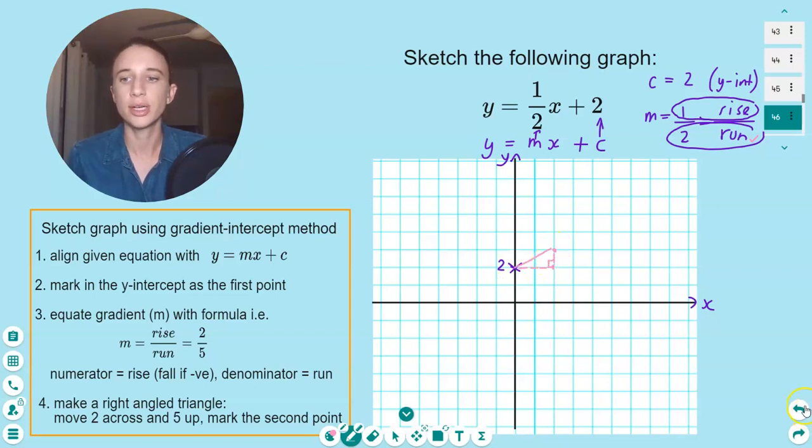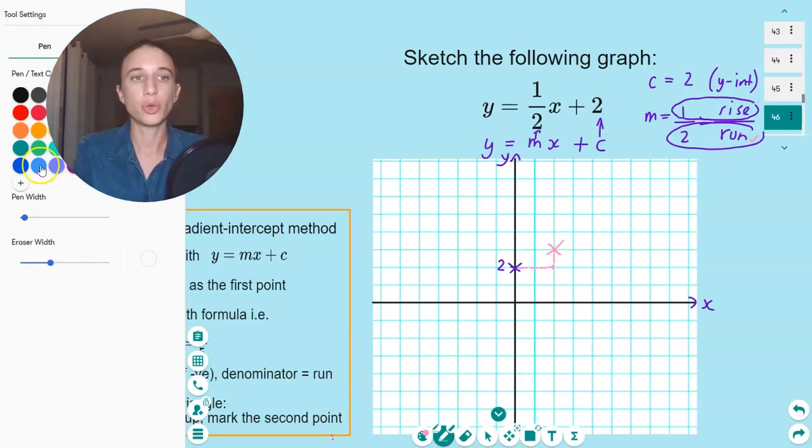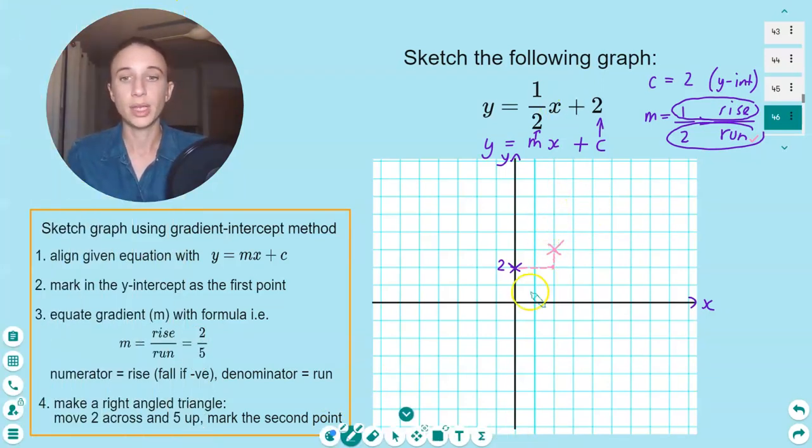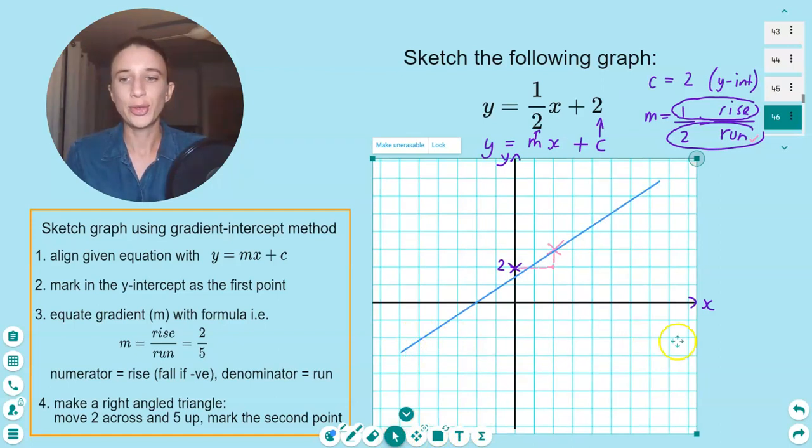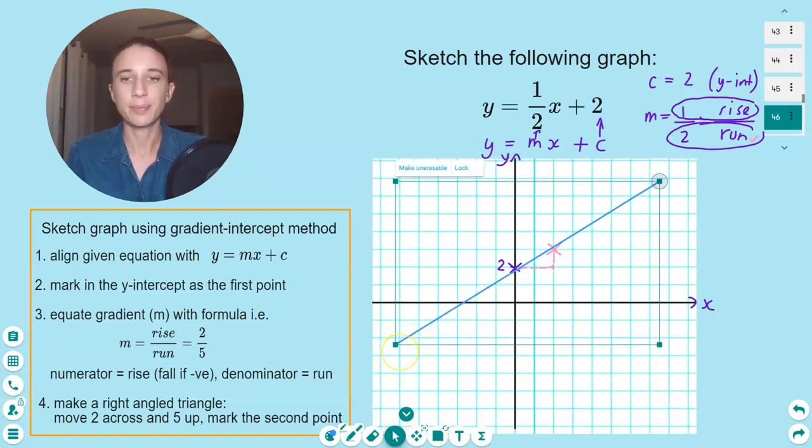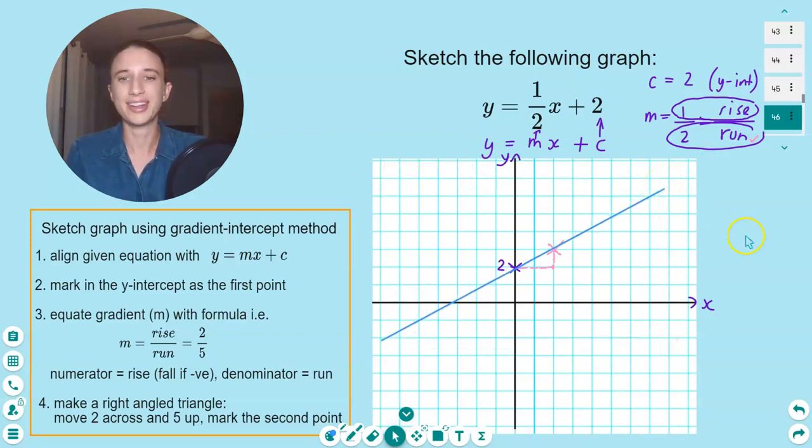Remember, that's a little right angle triangle. So once I get to that point, I am going to then draw an X to mark my second point. Remember, I only need 2 points to draw a linear equation. And then that will go across the whole way. That really should have gone through the points. It's okay. Anyway, that should work sort of like that. So that blue line is the graph of y equals half x plus 2.